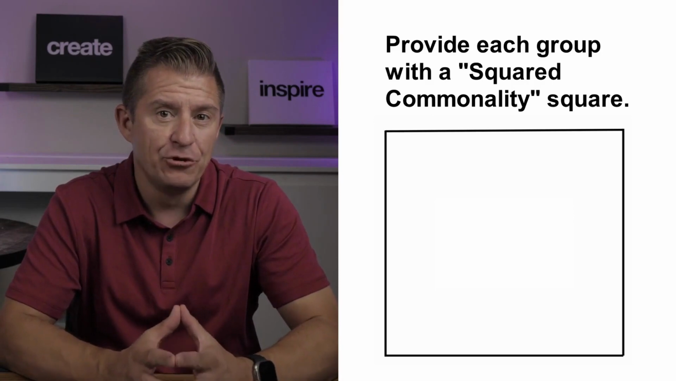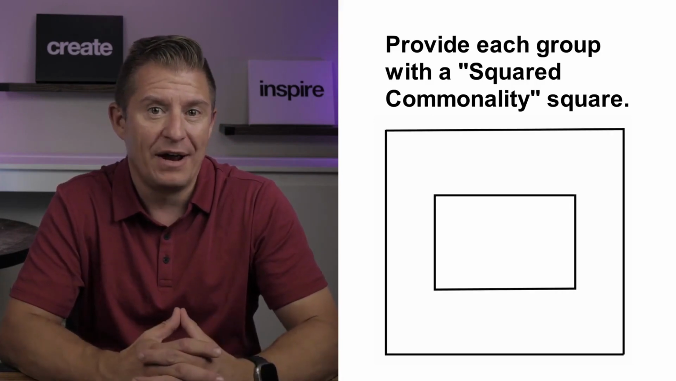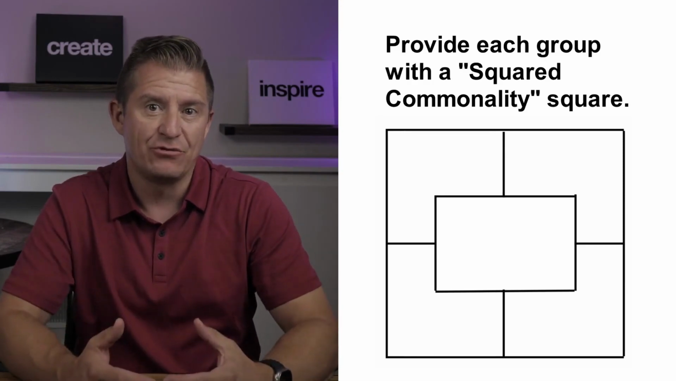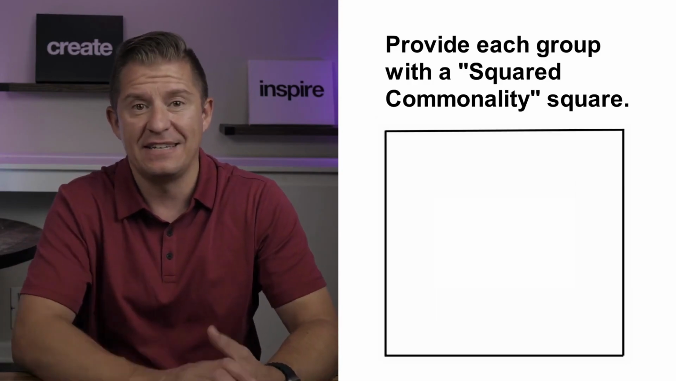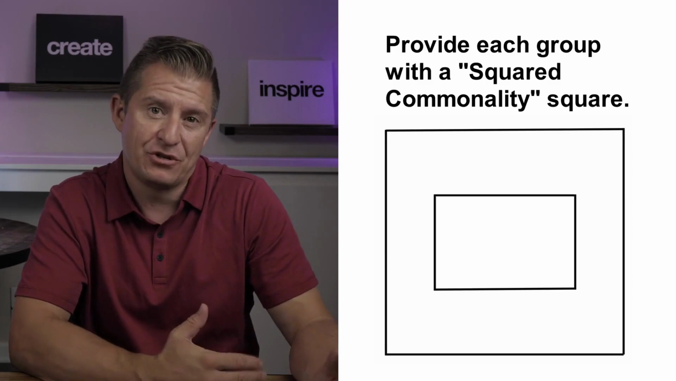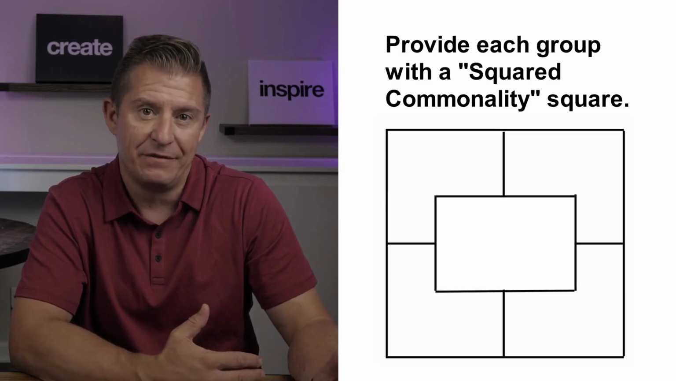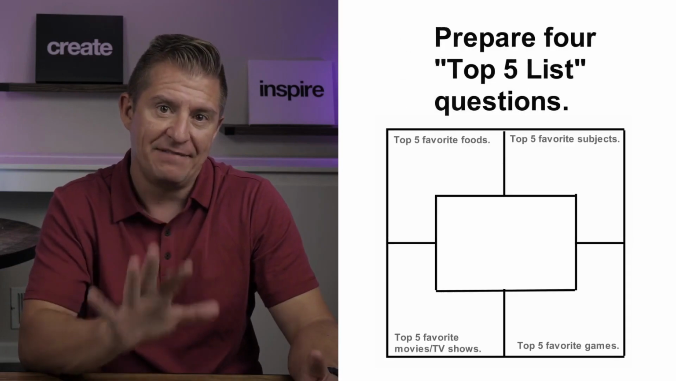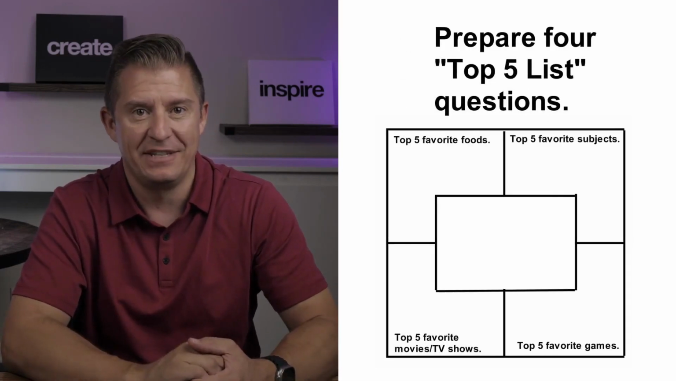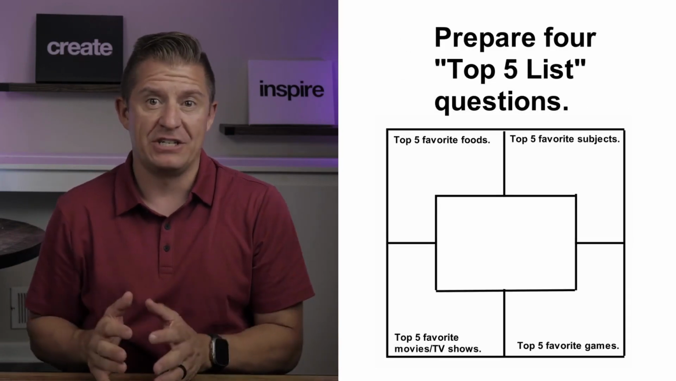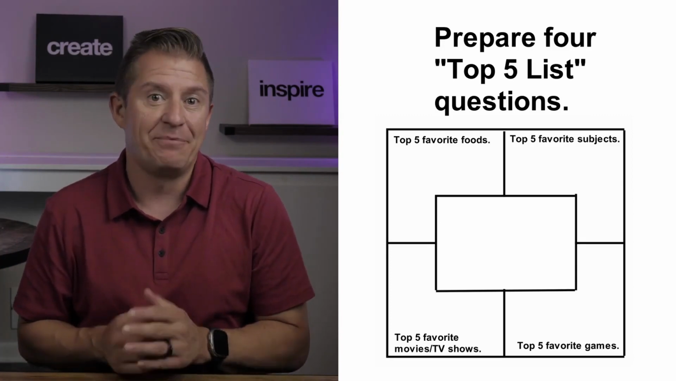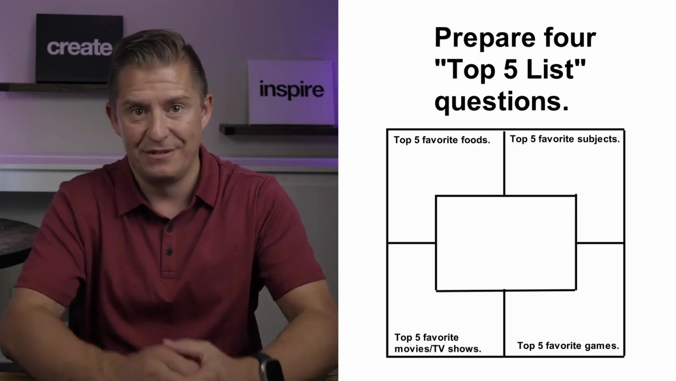Now, once the groups are formed, you want to provide each group with a squared commonality square, which basically consists of 4 corner squares and 1 central square. You can create this as a template or even have students create it on a blank piece of paper themselves. You want to make sure to prepare 4 top 5 list questions for your students to answer in this activity. These could be questions like, what are your top 5 favorite foods? Or your top 5 favorite movies or TV shows?